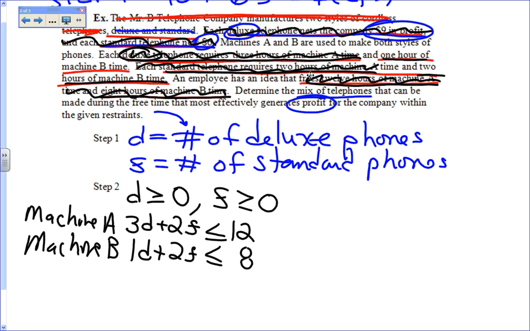I know that it says machines A and B are used to make both styles of phone. Well, we took that into consideration, right? An employee had an idea that freed up some time. We used that, the 12 and the 8. Well, now we just have to go and determine the mix of phones that can work. And I'm just going to write them over here on the whiteboard so that I can use them on the next page.